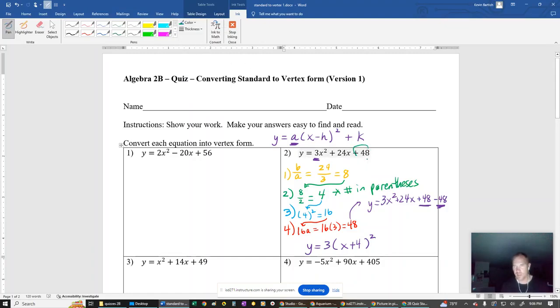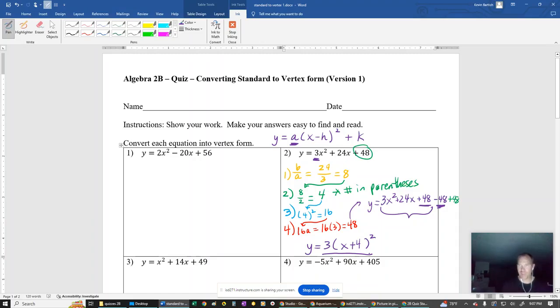So this might seem a little strange. You might just say, hey, we already had the plus 48. Why don't you just keep the plus 48? But it's a general process. All right, so here's what happens. This right there, 3x squared plus 24x plus 48 becomes this.